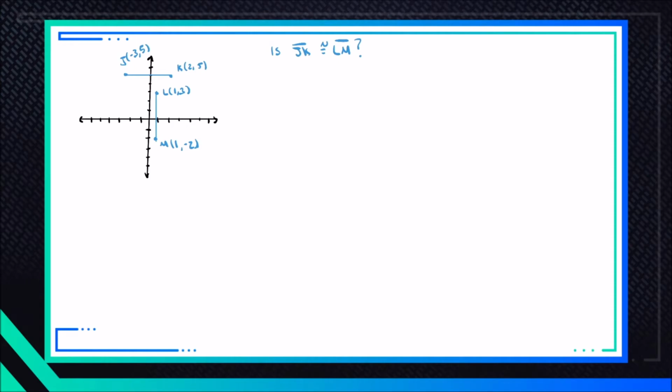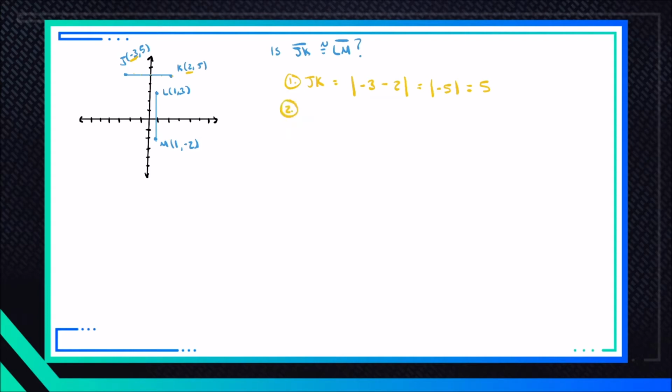Notice here that when we go from J to K, we stay at an elevation of 5. So the only thing that is changing is our x coordinate. We go from a -3 to a 2. So to first find the length of JK, we will take our ruler postulate and then take the absolute value of our -3 minus our 2. We're literally just counting the squares. 1, 2, 3, 4, 5. -3 minus 2 is equal to a -5, and the absolute value of a -5 is 5.